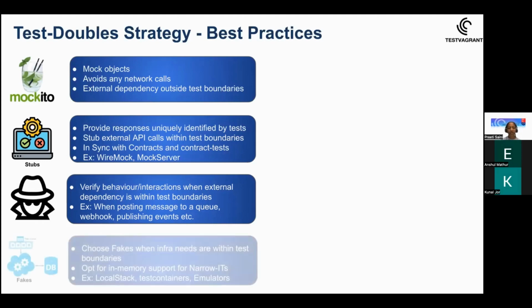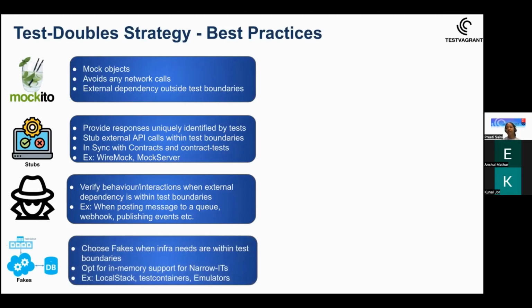Moving on to the next part, which is fakes. You use fakes when you have your infra dependencies as part of your test boundaries. This is quite common when you're doing a narrow integration test or a broad integration test, whereas for unit tests you mock all your external dependencies. An example of fakes could be LocalStack, where for a broad integration test you want to spin up AWS cloud services, how are you going to interact in the real environments? You can use LocalStack, but you can also use in-memory objects where you have good library support for DynamoDB and other DBs, right?